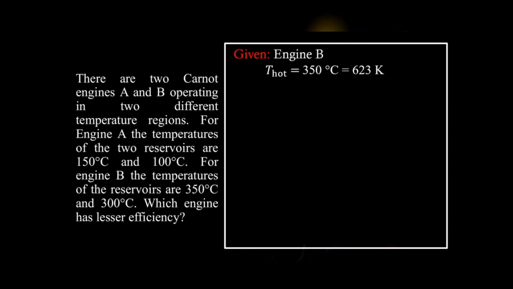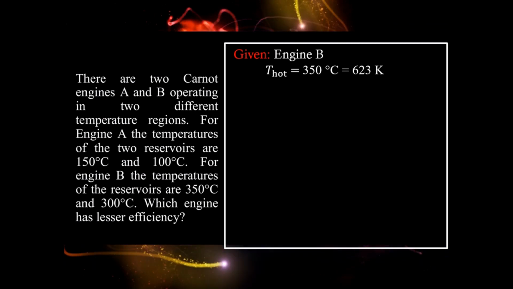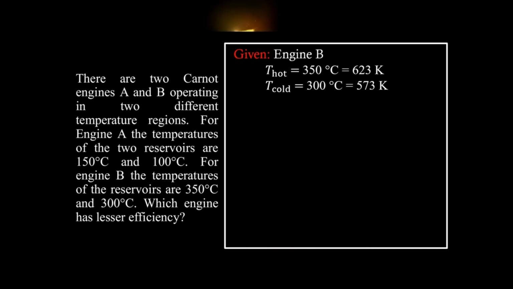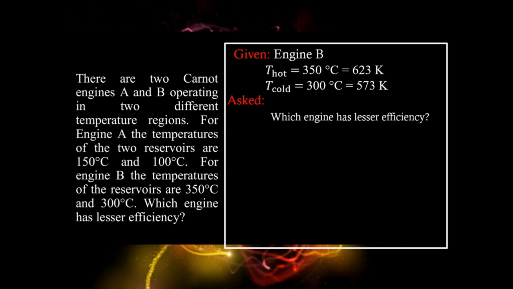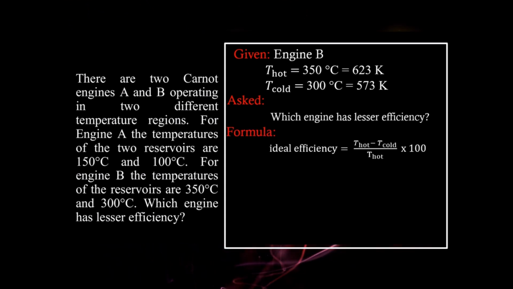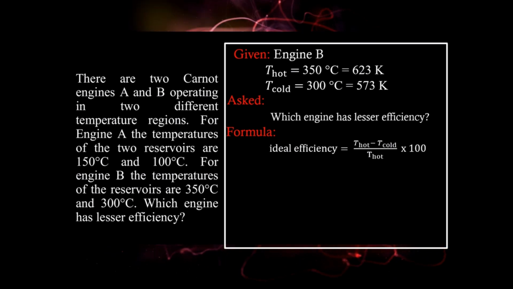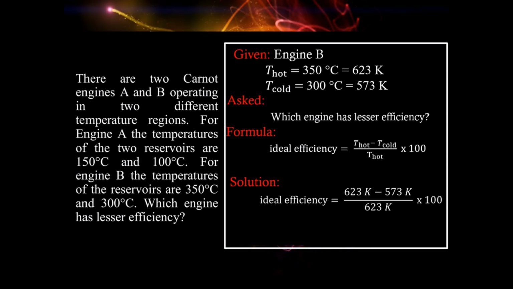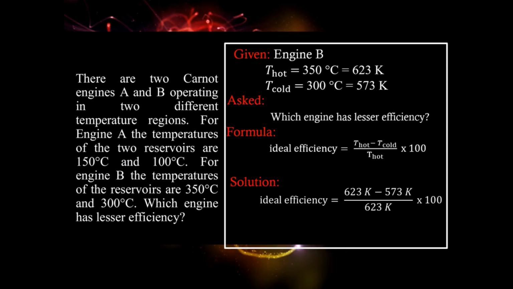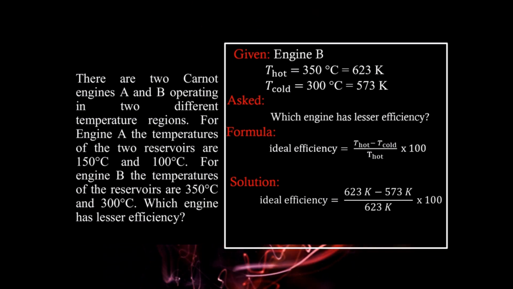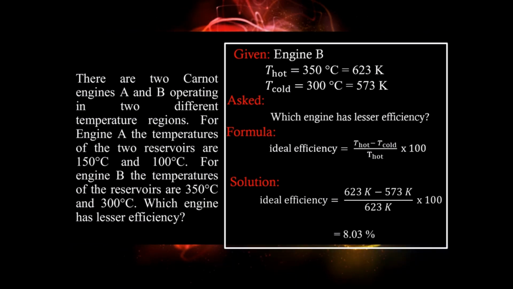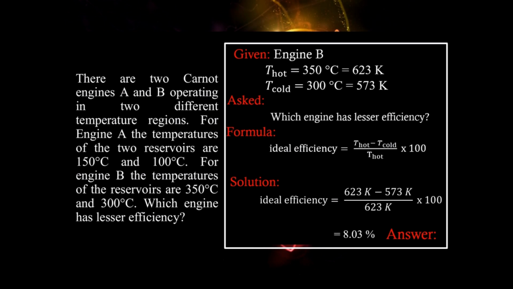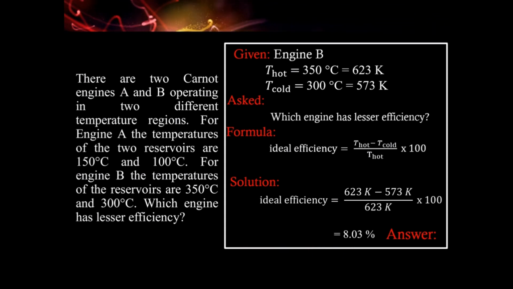The given here are T hot equals 350 degrees Celsius or 623 Kelvin. T cold, which is 573 Kelvin. Same formula, which is T hot minus T cold divided by T hot times 100. Substitute the given to the formula, so that will be 623 Kelvin minus 573 Kelvin divided by 623 Kelvin times 100. Final answer should be 8.03%. So that means the engine that has lesser efficiency is engine B.